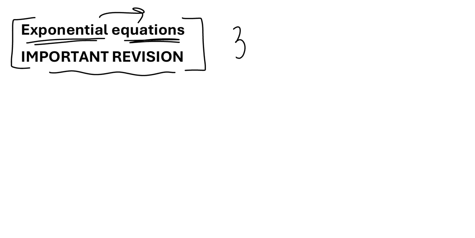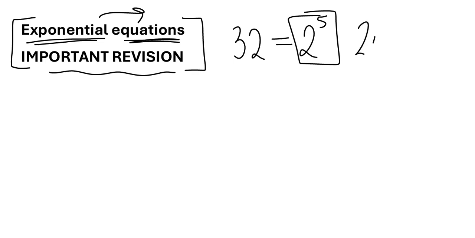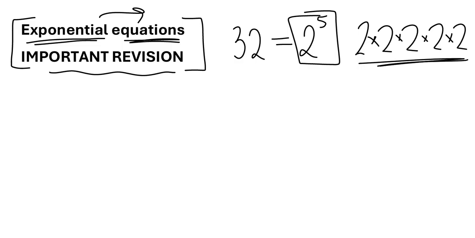So if we say, for example, number 32, to write it as a power of 2, then we can write 2 to the power of 5, right? Because 2 multiplied by 2 by 2 by 2 and one more time by 2 is equal to 32. So 2 to the power of 5 is equal to 32.